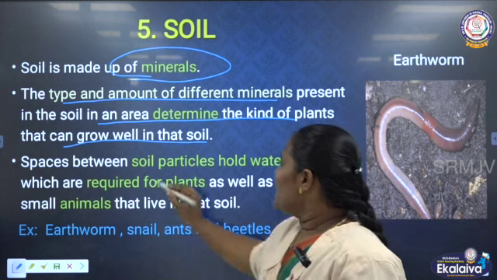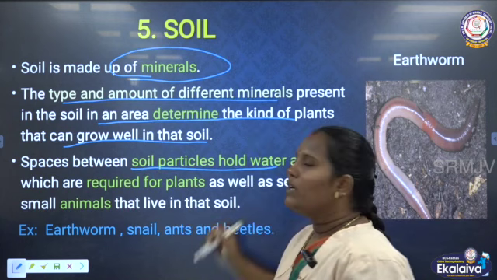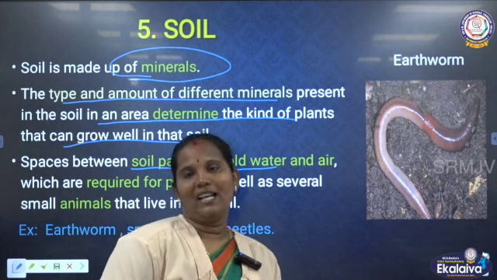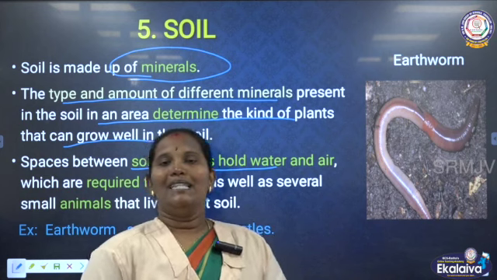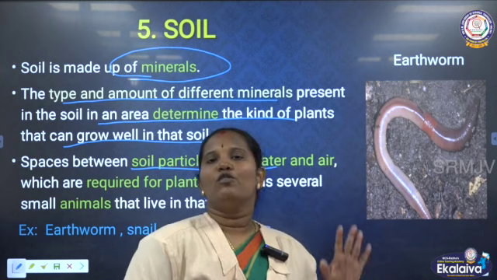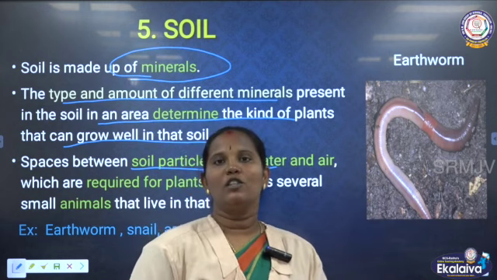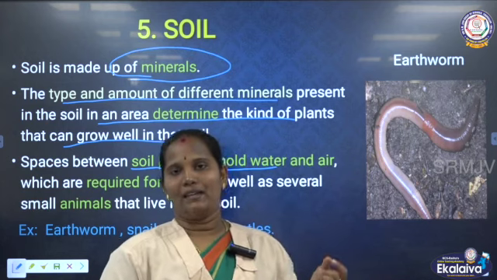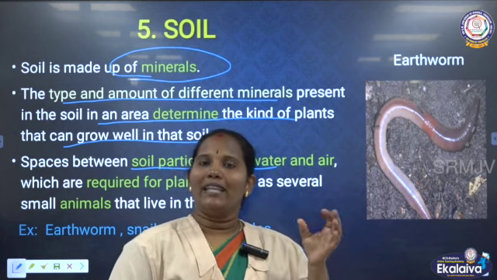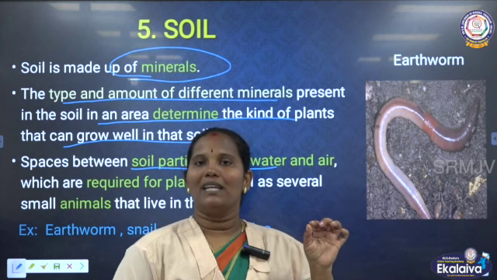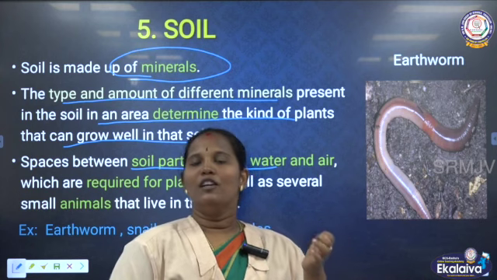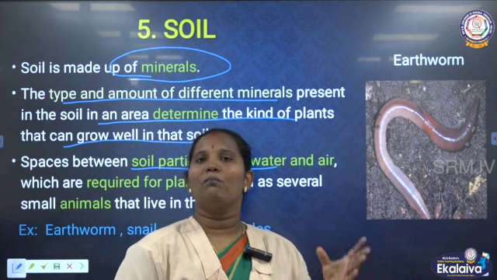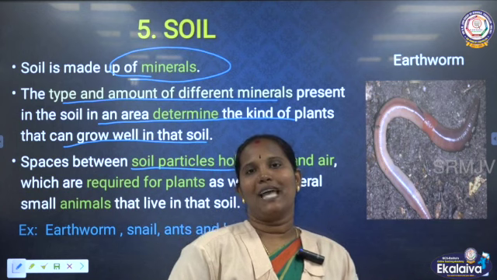Next, spaces between the soil particles. We know very well that soils are of many types, as I told, sandy soil, clayey soil, red soil. The sandy soil is not used for growth of plants. The reason is that the soil particles in sand are loosely packed. Their particles are very large, so they cannot hold water and nutrition. That's why plants cannot grow in sandy soils.